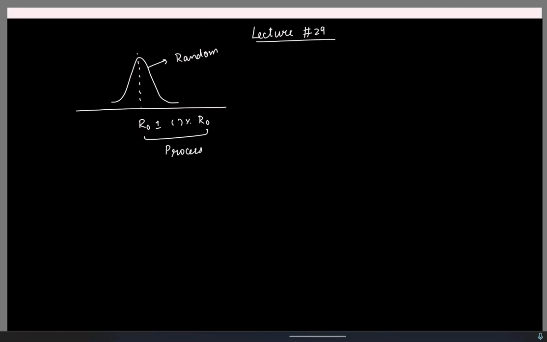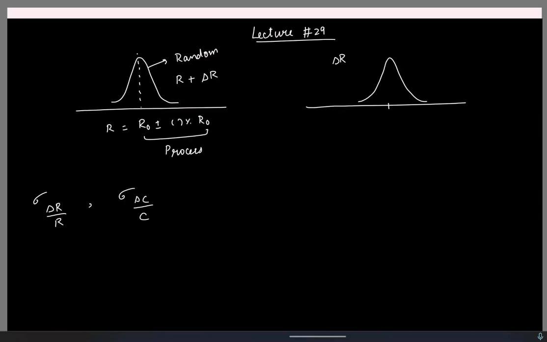Okay, in the case of a resistor, the actual value of the resistor will be the mean value plus some delta R. So if I again sketch the distribution of delta R alone, that will also be a Gaussian distribution with a zero mean. Okay, and we saw that to quantify this mismatch, we use the relative mismatch, take the standard deviation of it. So for the capacitor, we have a similar quantity. Coming to MOSFET, the current factor mismatch is again relative, whereas threshold voltage mismatch is not normalized.